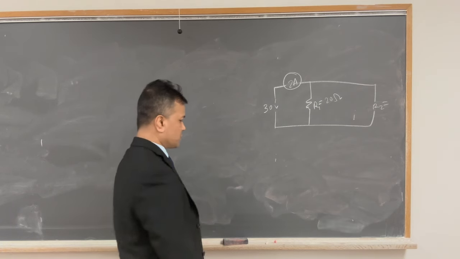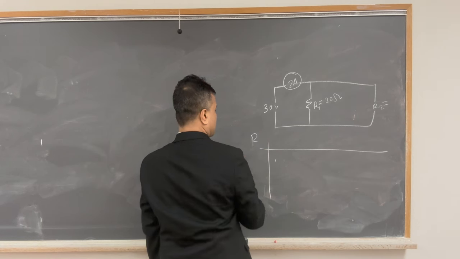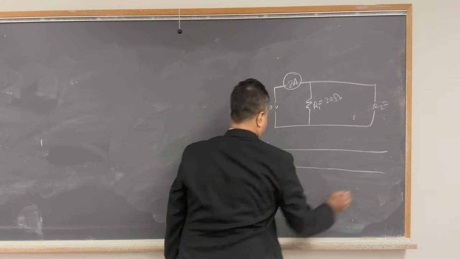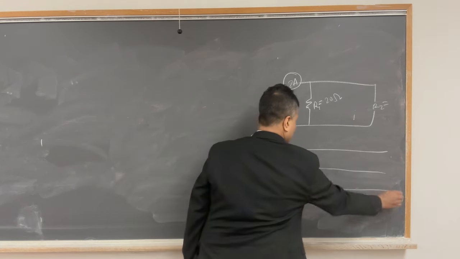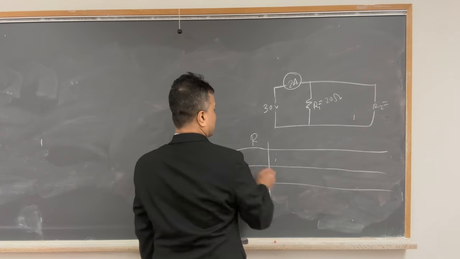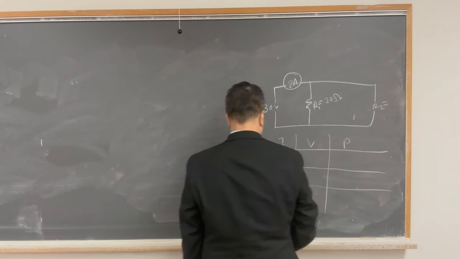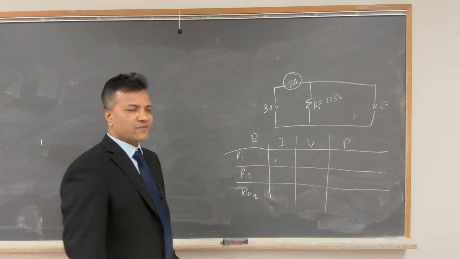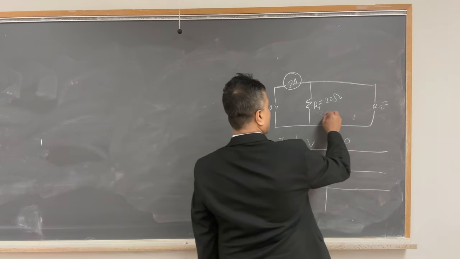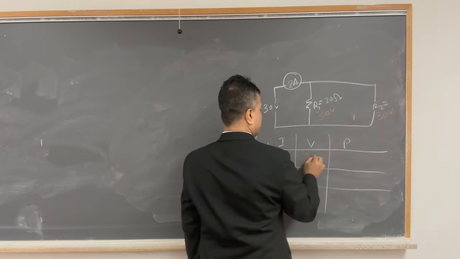Okay, so what I want you to do is the following. I want you to find the resistance at R1, R2, and of course the equivalent. I want you to find the current. I want you to find the voltage. I want you to find the power. The easiest thing is the voltage. What is the voltage over here? 30. Why? Because they are in parallel relationship. You try to take advantage of that.